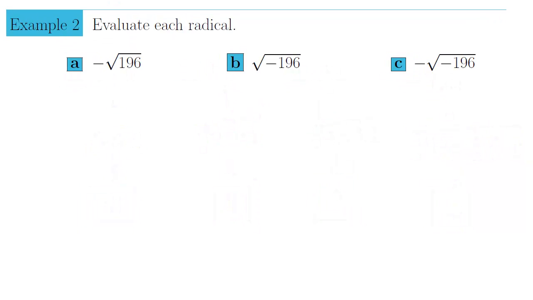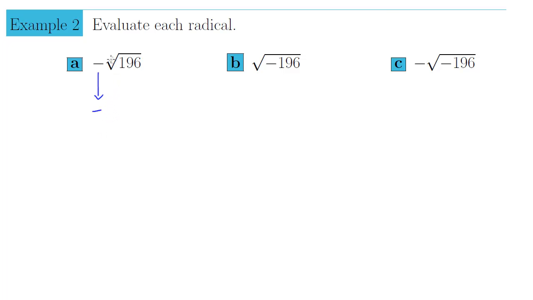Here we are with example 2, same instructions, evaluate each radical. But example 2 is focusing on negative signs and square roots. Let's see if we can figure out what these negative signs mean, because each of them means something a little different. In part A, the problem is asking you to evaluate the negative square root of 196. This negative on the outside is going to tag along and make your answer negative. When the negative is outside the radical, it tags along and makes the answer negative.